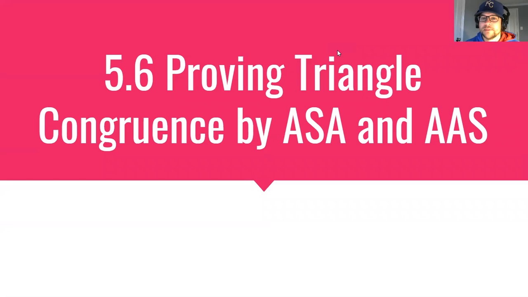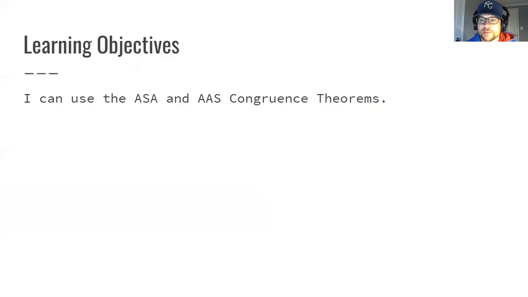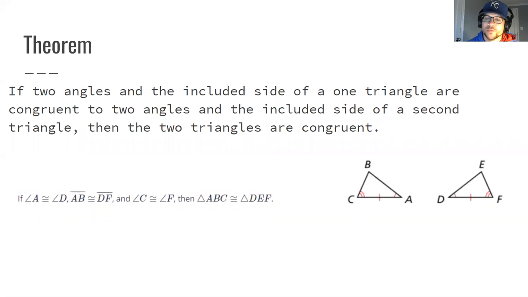All right, this tutorial is on Big Ideas Geometry 5.6, proving triangle congruence by ASA and AAS. So the learning objectives are just to be able to use those two congruence theorems. Really, we're going to be looking at two angles and a side, but the order of the two angles and the order of where the side is matters on which one you are using. So the first one is ASA.